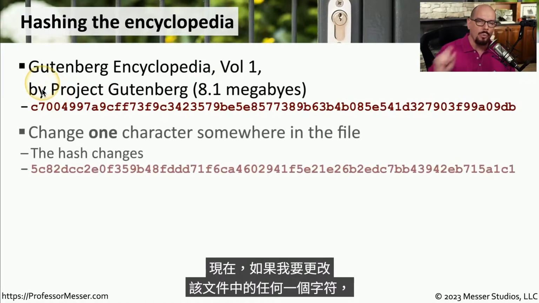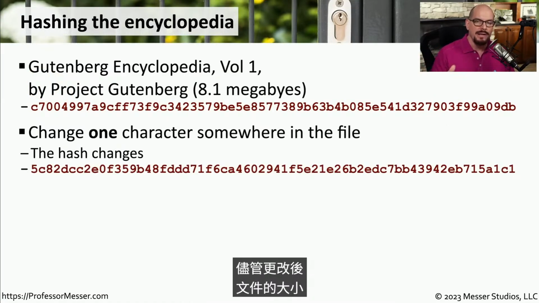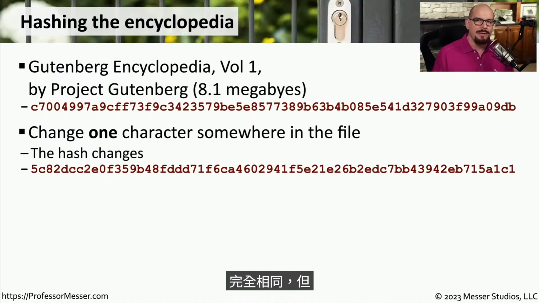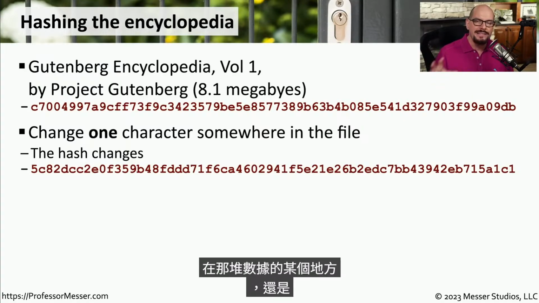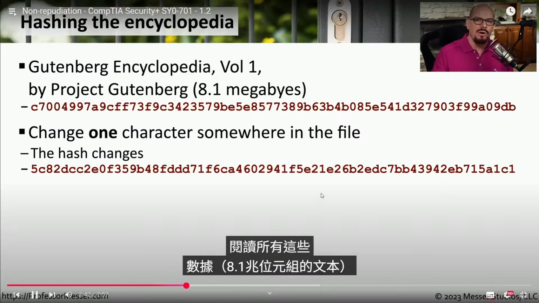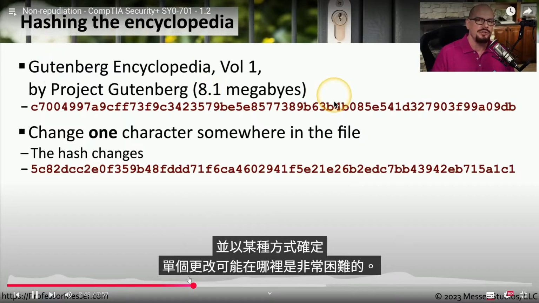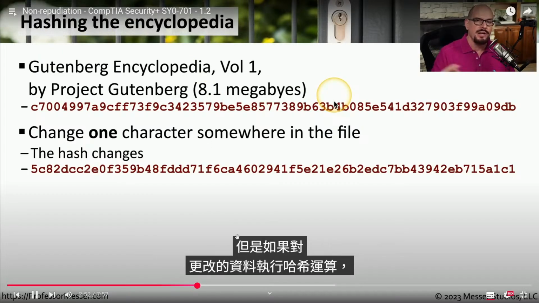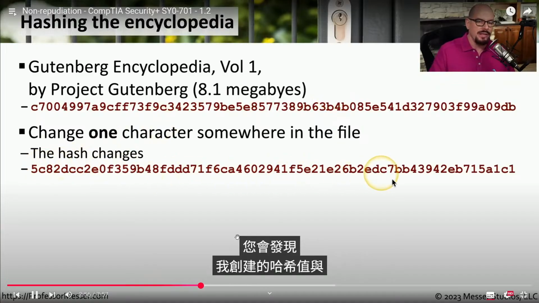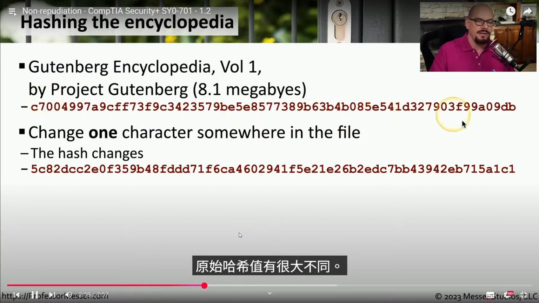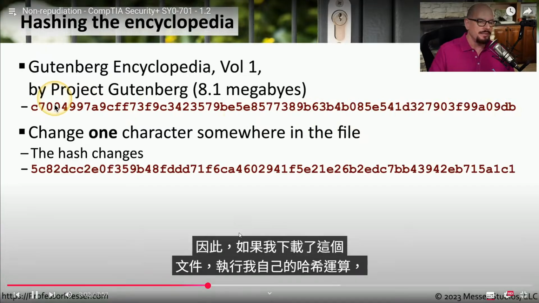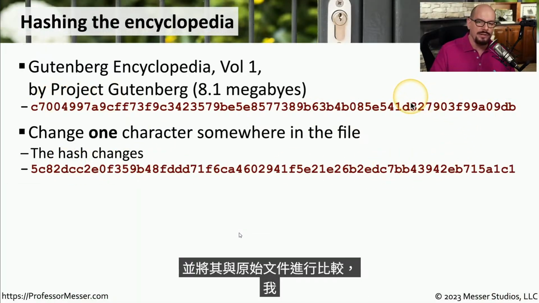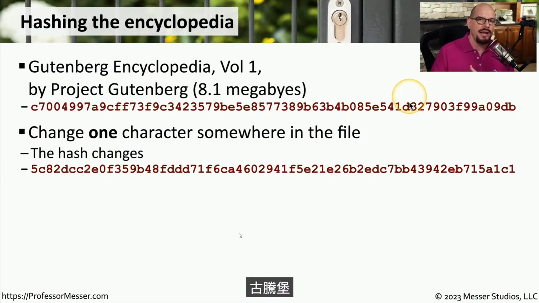Now, if I was to change one character inside of that file anywhere, although the size of the file is exactly the same after making the change, somewhere in that haystack of data, there is some type of difference. But it would be very difficult for a human to read through all of that data, 8.1 megabytes of text, and somehow determine where that individual change might be. But if you perform a hash of the changed data, you'll see that the hash value that I create is very different than the hash value that was original. So if I have downloaded this file, perform my own hash, and compare it to the original, I can see that something has indeed changed with this particular volume 1 of the Gutenberg Encyclopedia.